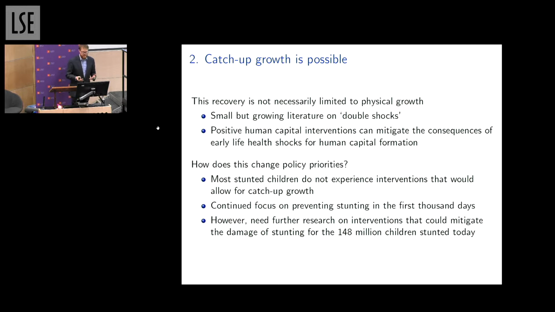And so how does this change policy priorities? I think the bottom line is that most stunted children do not experience interventions that would allow for catch-up growth, right? So that's not happening. So that means we need to continue to focus on preventing stunting in the first 1,000 days. That's important. I don't want to take away from that. But I do think we need further research on interventions that could mitigate the damage of stunting for the 148 million children who are stunted today, right? We don't want to just abandon those children. We should be doing research and policy experiments to try to help them out.